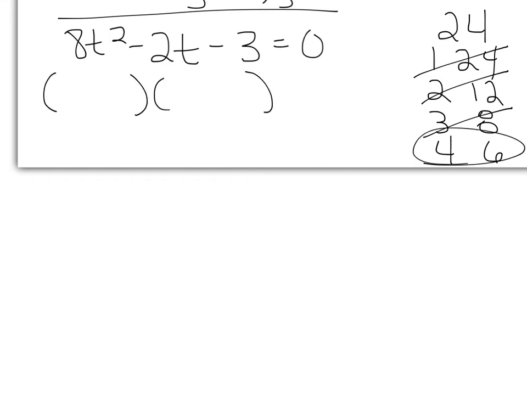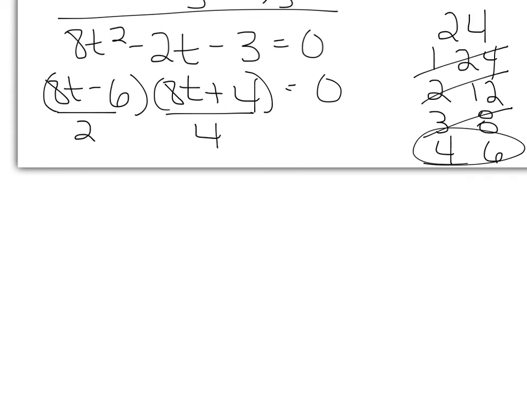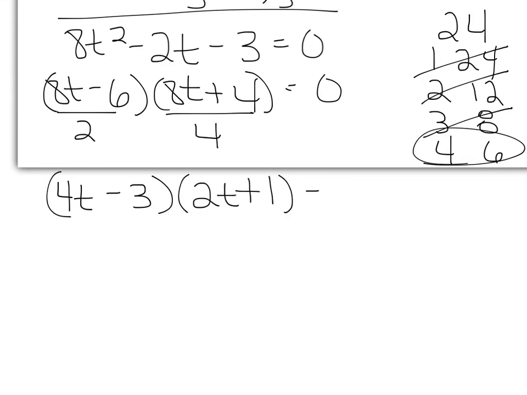Build your houses. Each house gets an 8t. Keep your first sign. If your first sign is negative, you change your second sign. And then you always write your larger number first. This house has a 2 in common. This house has a 4 in common. So over here you're left with 4t minus 3. And over here you're left with 2t plus 1.